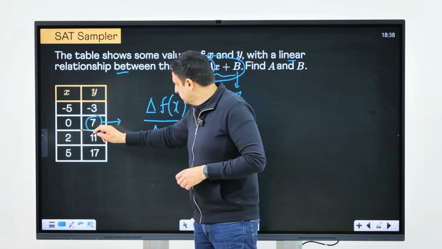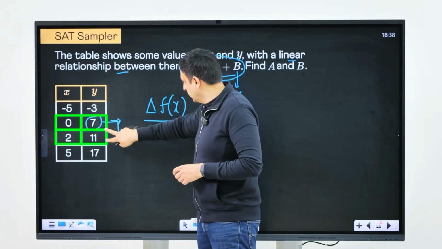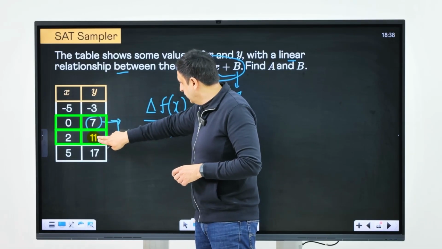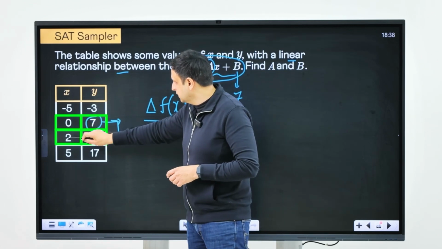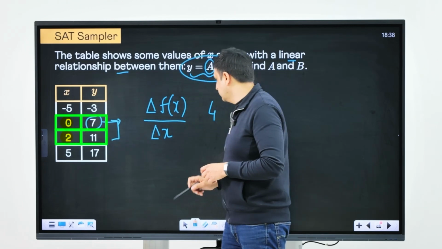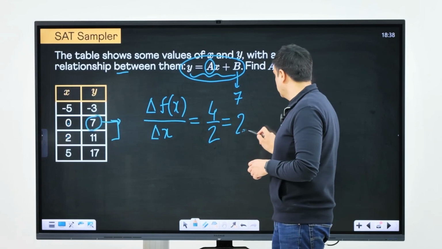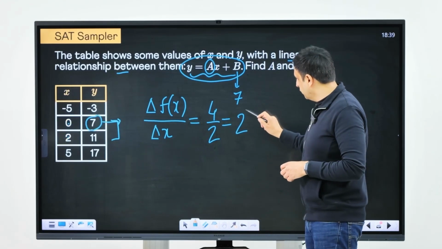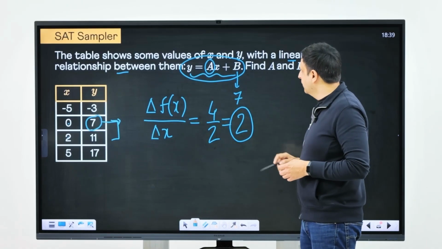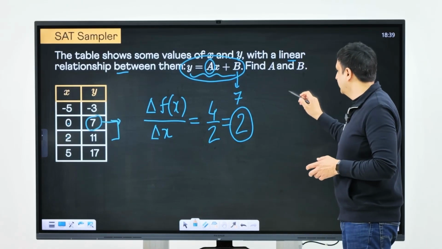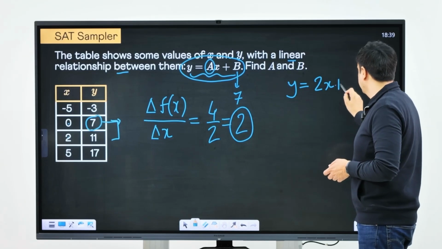So let's take these two pairs of values. The change in the function's value is 11 minus 7, that's 4, and the corresponding change in the variable's value is 2 minus 0, that's 2. So 4 over 2 is equal to 2. So the rate of change of this linear function is 2, or the slope of the corresponding line is 2. So a will be equal to 2, and therefore the function is 2x plus 7.